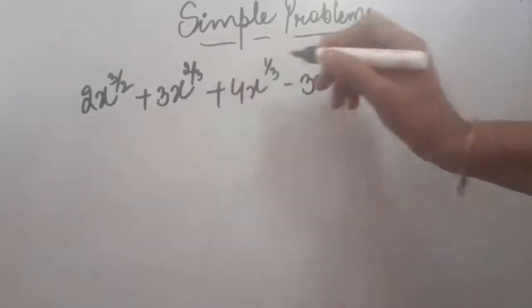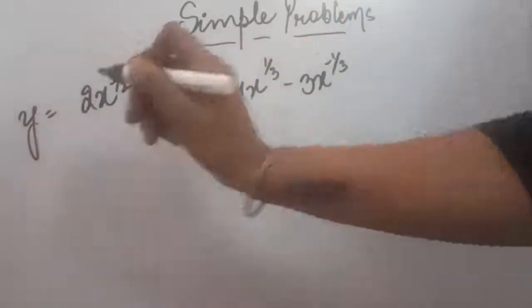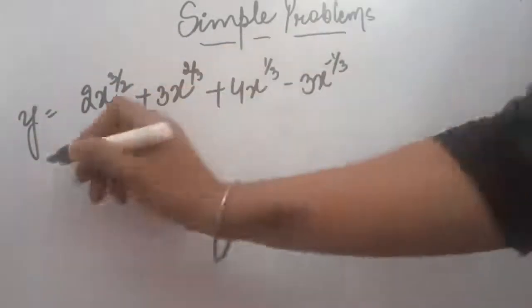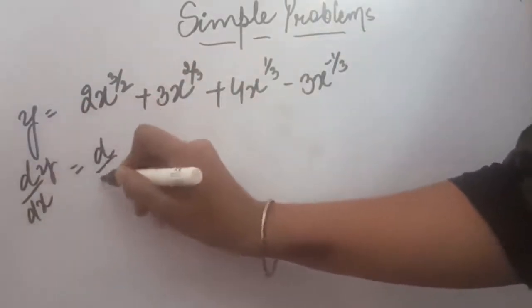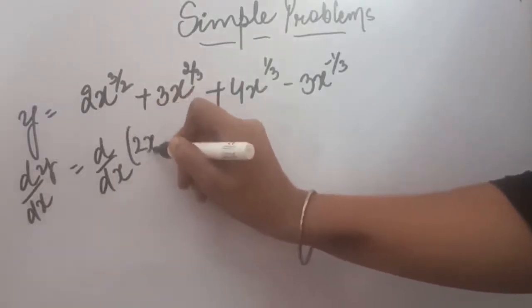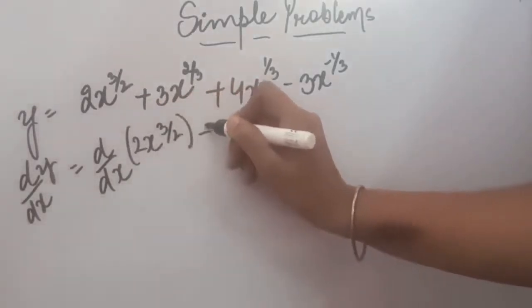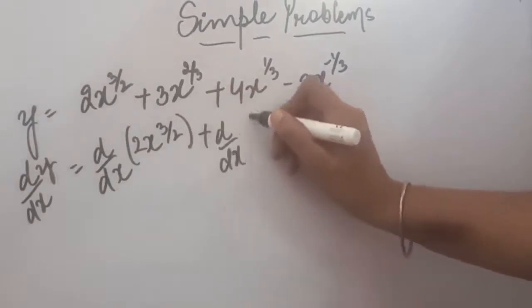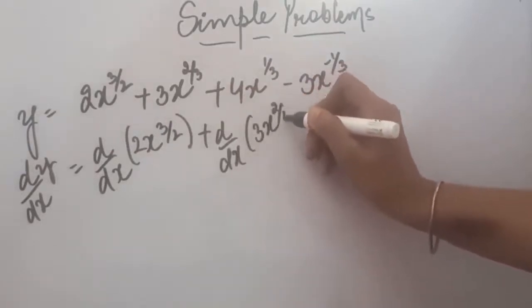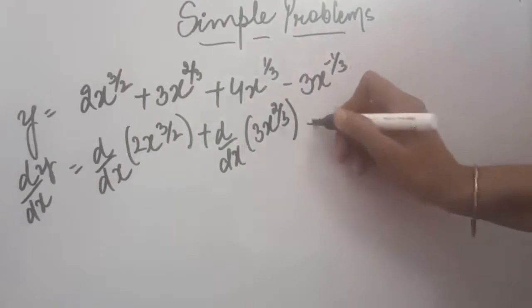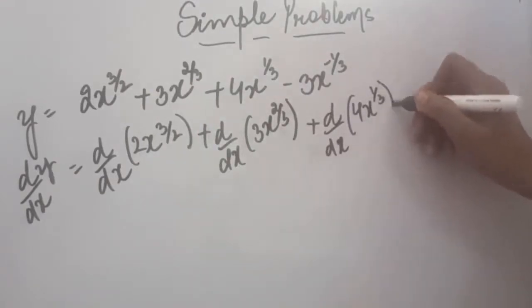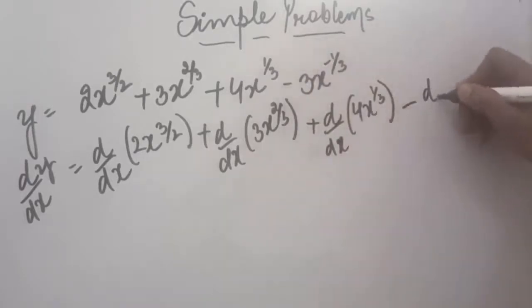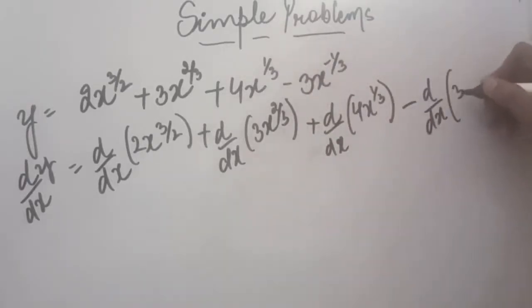So this is another question where the powers are in fractions, and the same procedure we are going to apply. Taking the derivative of y with respect to x, first will be d upon dx of 2x power 3 by 2, plus d upon dx of 3x power 2 by 3, plus the derivative of the third term, that is 4x power 1 by 3, minus, as there is a minus sign, d upon dx of 3x power minus 1 upon 3.